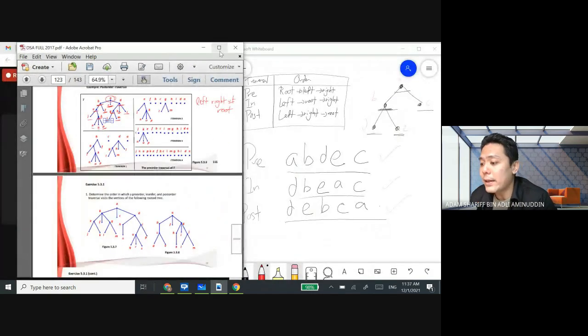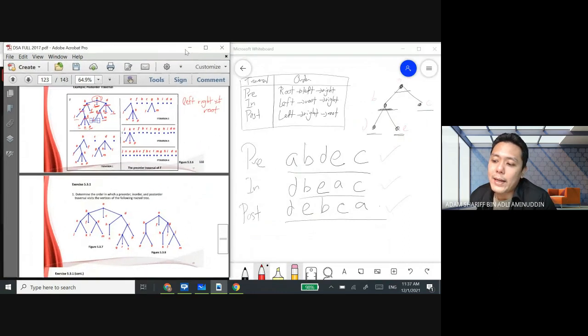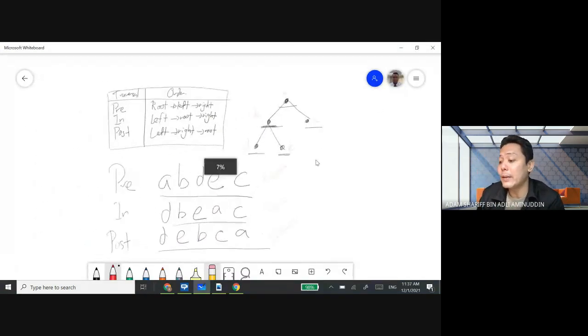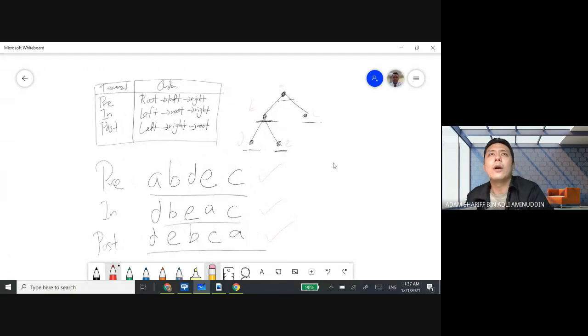To tell you frankly, at the first time when I learned about tree traversal, I also had some problem to remember the order, especially the in order. So sometimes for the pre-order, if you realize there is a pattern.